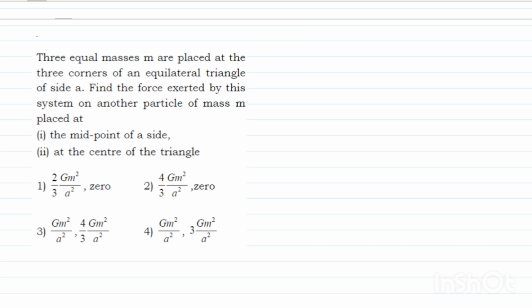Let us see the next question. Three equal masses m are placed at the 3 corners of an equilateral triangle of side A. So here it is given as an equilateral triangle, and all are equal masses. Our side is given as A. Find the force exerted by this system on another particle of mass m placed at the midpoint of a side. So let us take one particle. If I am keeping it here, this is the first case we can take. You are keeping it at the midpoint of a side.